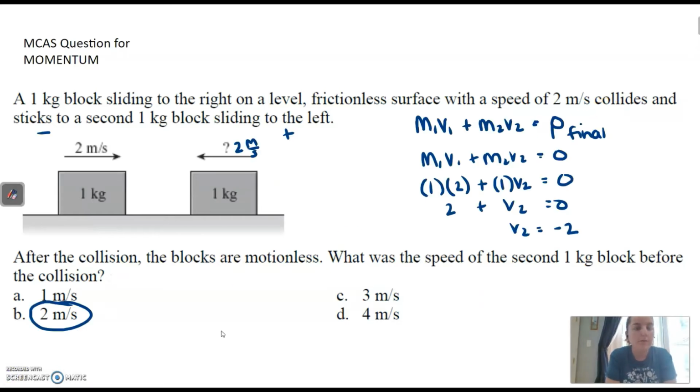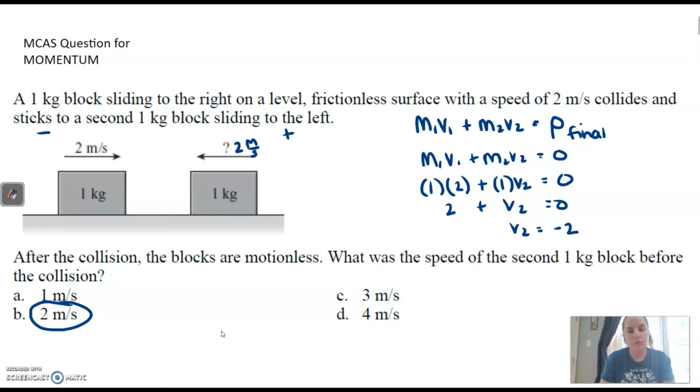If you didn't immediately recognize that it was 2 meters per second, you can use that collision equation, because they're going to transfer that momentum, and your final momentum is equal to 0 because they're motionless afterwards. When something is at rest, it has no momentum.